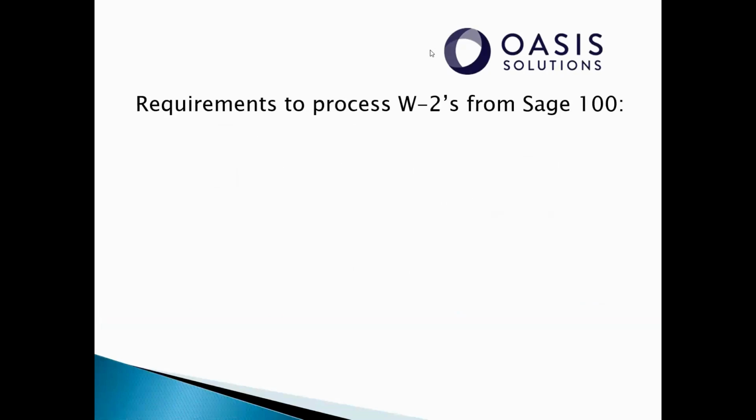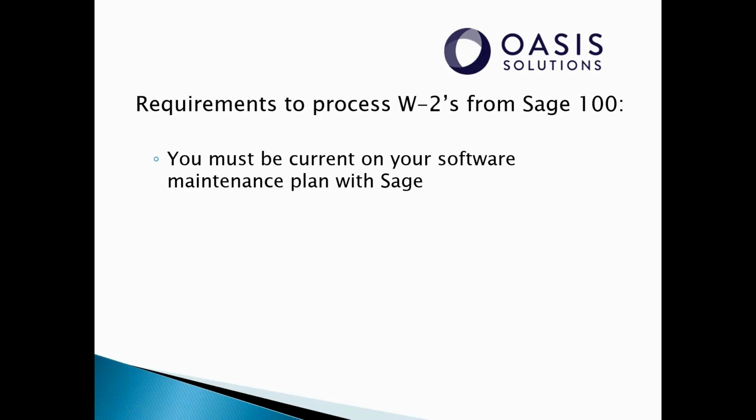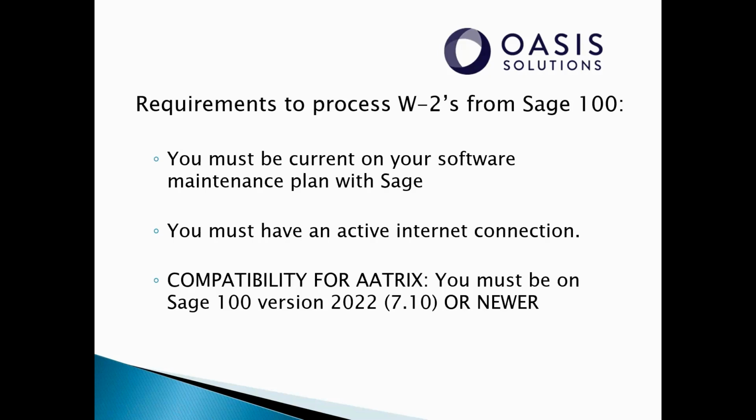So what are the requirements from Sage 100 to process your W-2s? A little delay. So you must be current on your Sage software maintenance plan with Sage. You must have an active internet connection, of course. And then your compatibility for Atrix is that you should be on Sage 100 version 2022, that's 7.10 or newer.